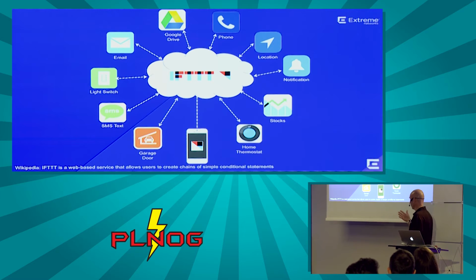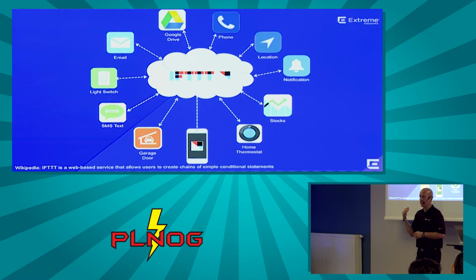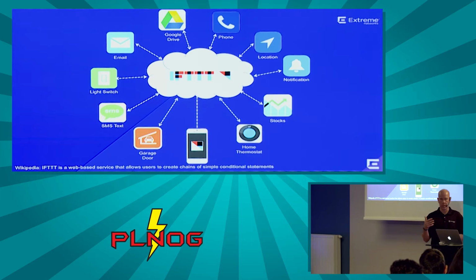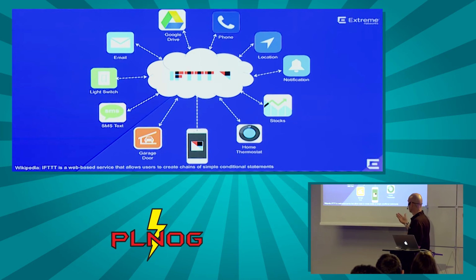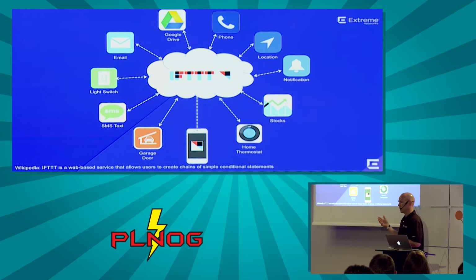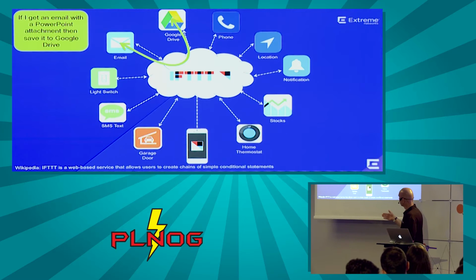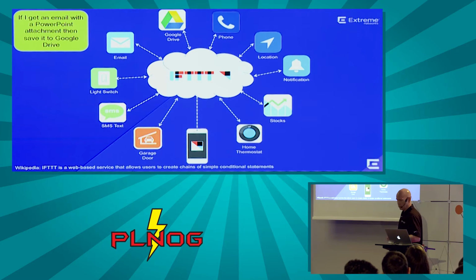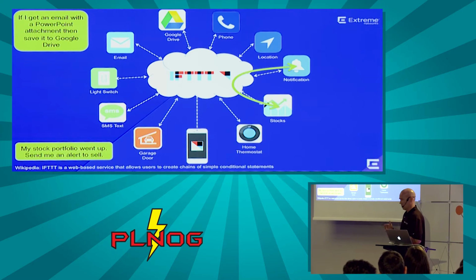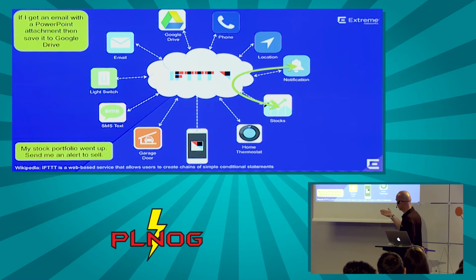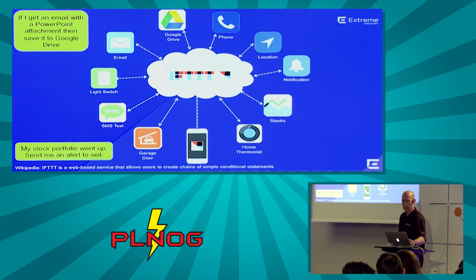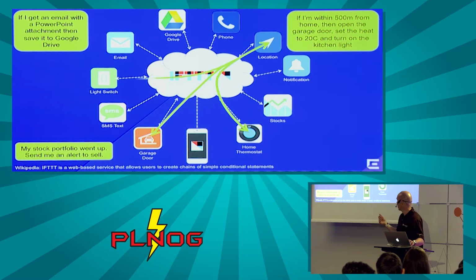If you're familiar with IFTTT, it's a web application that does simple commands and chains of simple commands to achieve something. For instance, assume you get an email with a PowerPoint attachment and you want to save it to Google Drive. Or assume you have a stock portfolio and a stock goes up, so you want to sell it, and so on and so forth. This goes through a scenario of multiple applications. I'm not going to walk you through each of these.